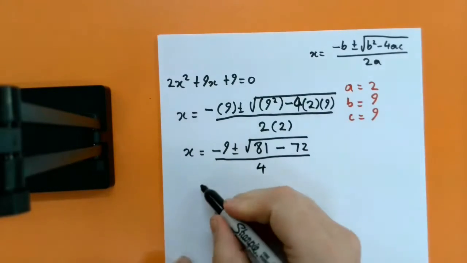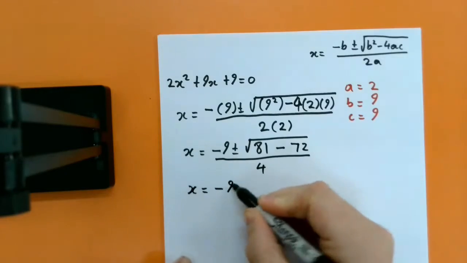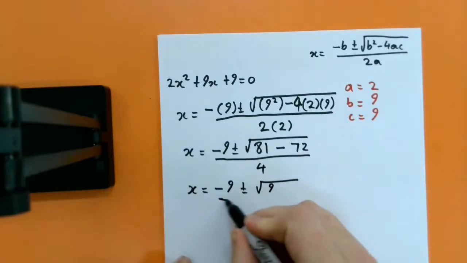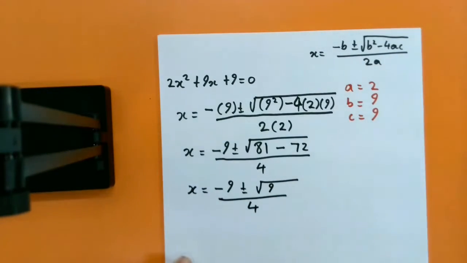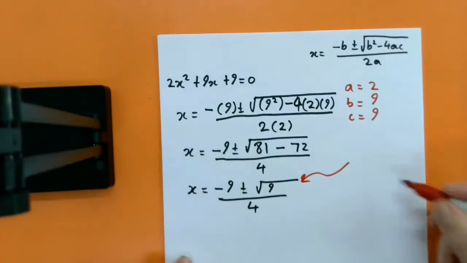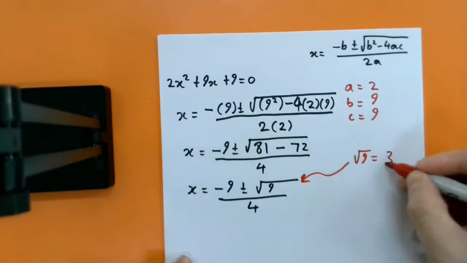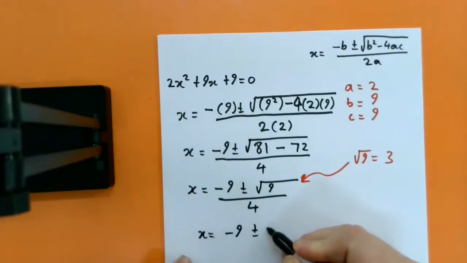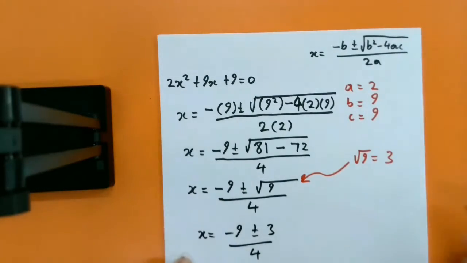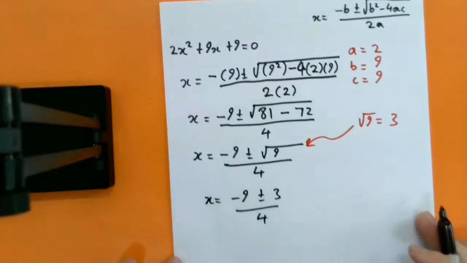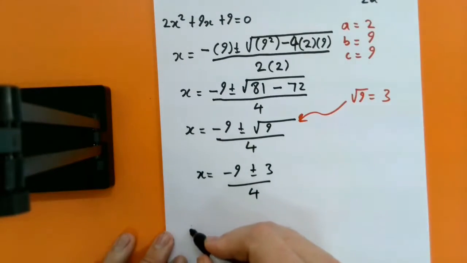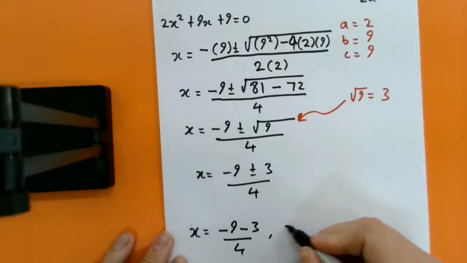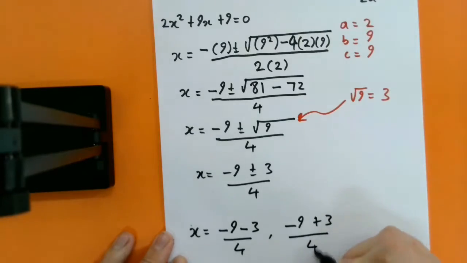So let's tidy up underneath this square root a little bit. So x is equal to minus 9 plus or minus the square root of 81 minus 72 is 9, all over 4. You might notice here the square root of 9 is actually a rational number. The square root of 9 is equal to 3. So now x is equal to minus 9 plus or minus 3, all over 4. So after you figure this out, you'll end up with two solutions. x is equal to minus 9 minus 3 over 4, and minus 9 plus 3 over 4.